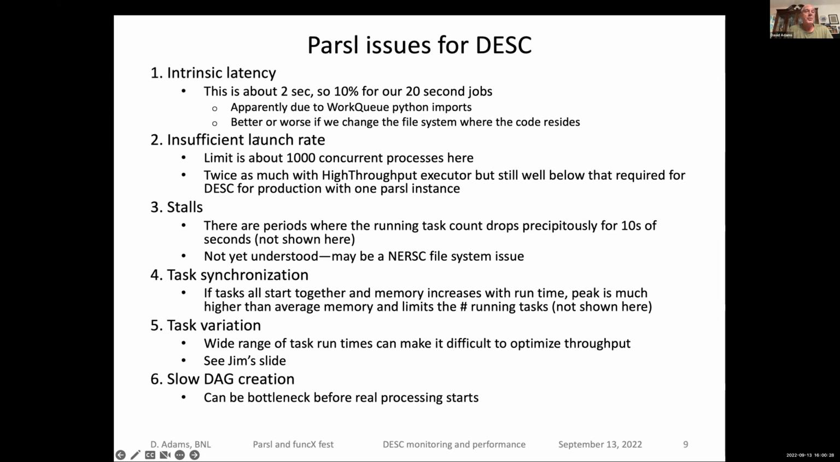Scaling, though, is a more concerning issue. We really couldn't get the launch rate we needed. We can only get a launch rate of about 1,000, to run about 1,000 concurrent processes, and that's the best you can do with this particular executor running from a single Parsl host. We can get twice as much if we use the high throughput executor, but then we don't get that nice balancing of resources that we talked about earlier. And in any case, our production goals are probably going to require us to go significantly above that.